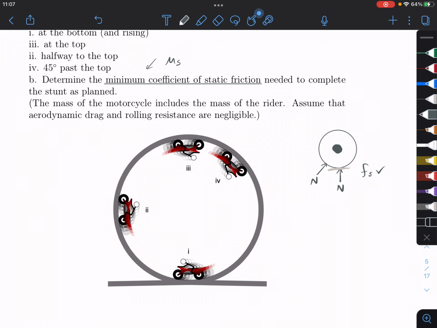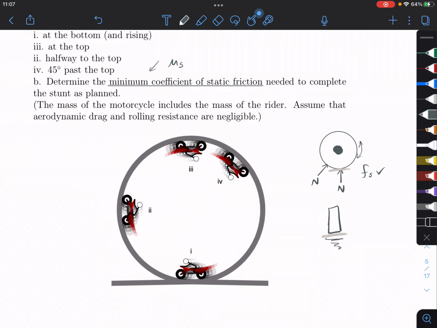So that would be slipping in one case. There's also where you're looking at the wheel head on and it could slip side to side. If we want to complete the stunt, we need to make sure that the wheel doesn't spin out this way and doesn't spin out this way. In this case, though, we're more concerned with the first case.